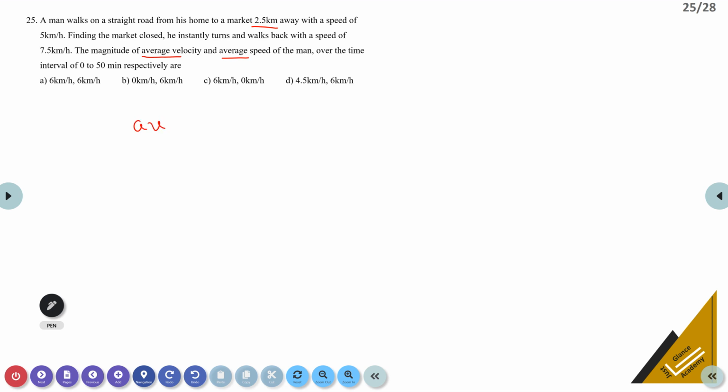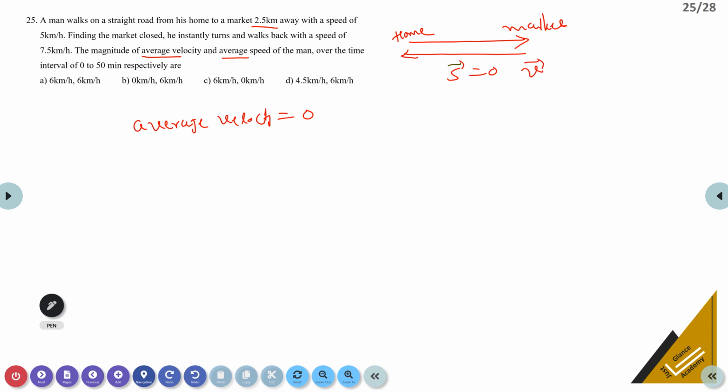Students, average velocity equals 0. Why? Because the person moves from the home to the market, then again he comes back. So displacement equals 0, so velocity equals 0. This is the only option, 6 kilometer per hour.